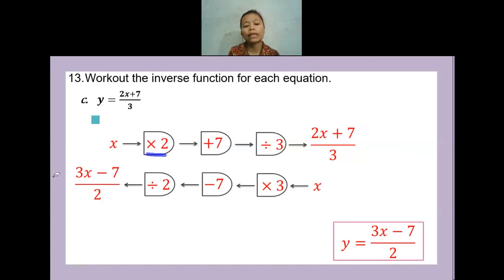Now we are going to find the inverse function. The opposite of divide by 3 is times 3. The opposite of plus 7 is minus 7. The opposite of times 2 is divided by 2. So now we read it from the right side. X times 3 is 3x, minus 7, so it will be 3x minus 7. This is divided by 2, so it will be over 2. So the inverse function is y equals 3x minus 7 over 2.